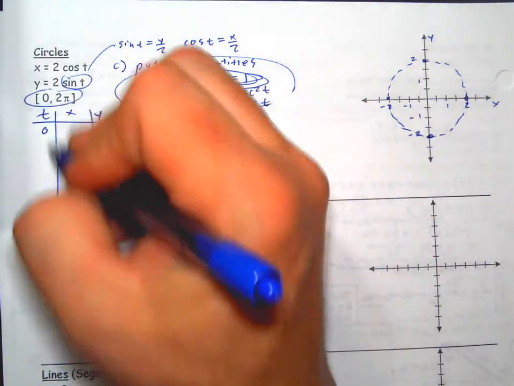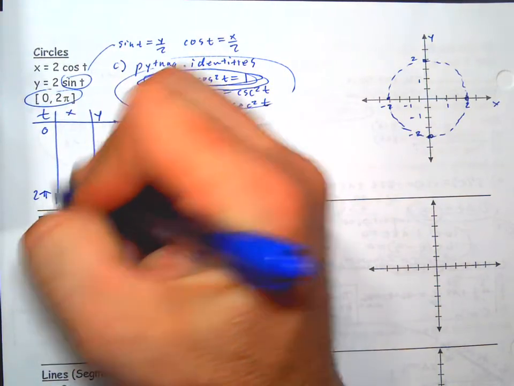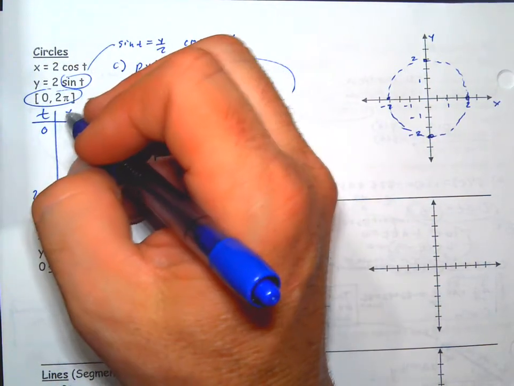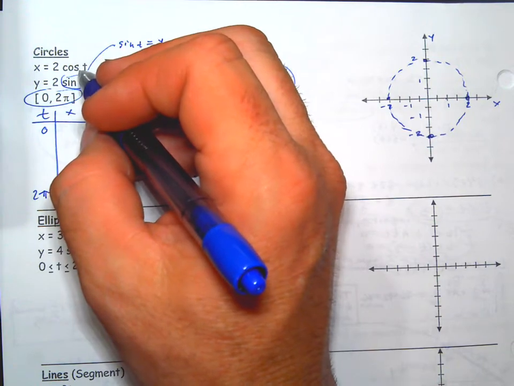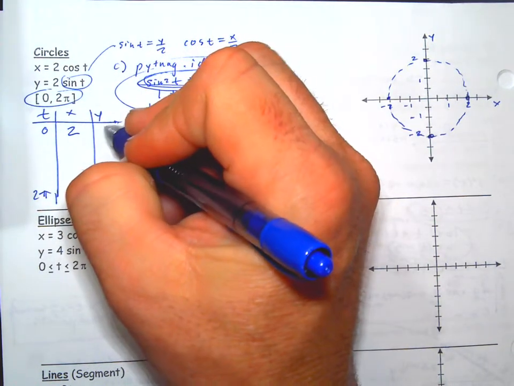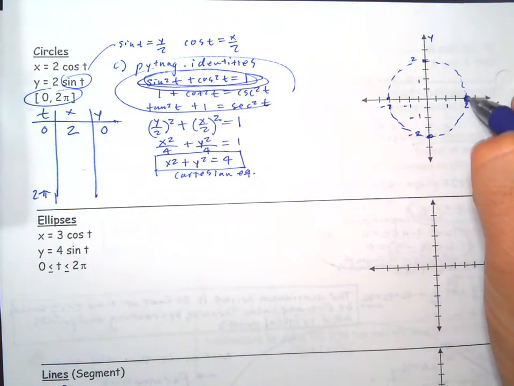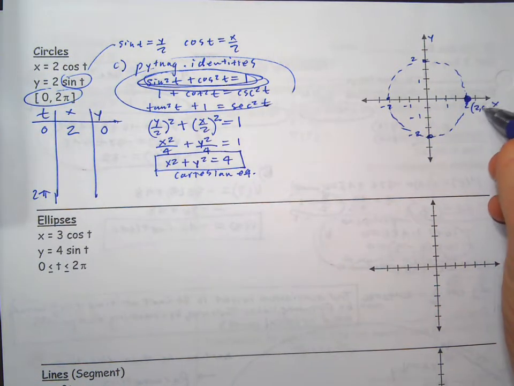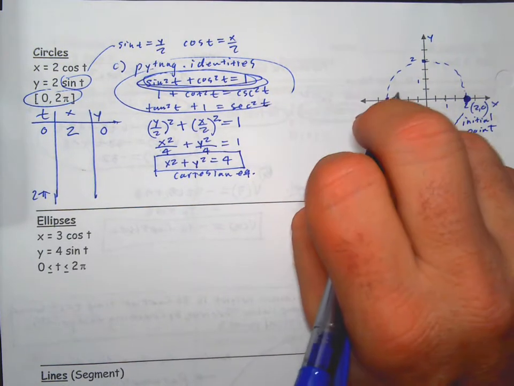So I'm going to plug these in. We're definitely going to plug 0 and 2 pi in. I'm going to leave some room here. So if you plug 0 in, cosine 0 is 1, so it's 2, 0. So the initial point is right here at 2, 0. That's your initial point.